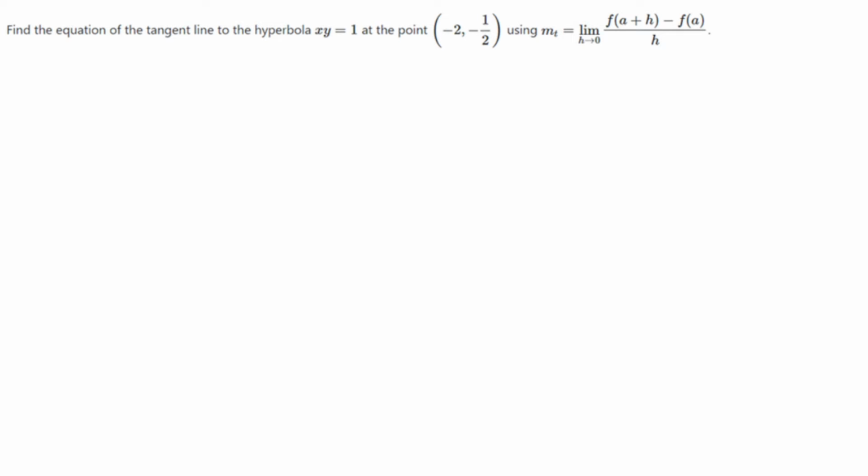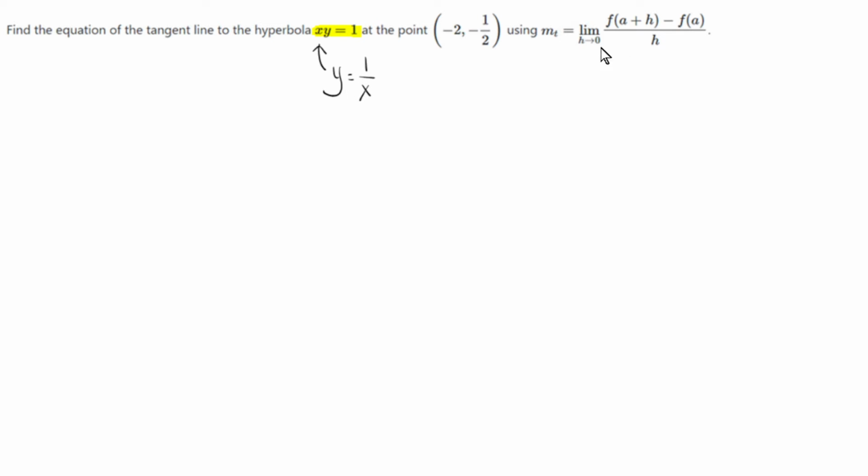Find the equation of the tangent line to the hyperbola xy equals 1 at the point (-2, -1/2), using the slope of the tangent line m_t equals the limit as h goes to 0 of f of a plus h minus f of a over h. So the equation of the hyperbola can be rearranged and written as y equals 1 over x.